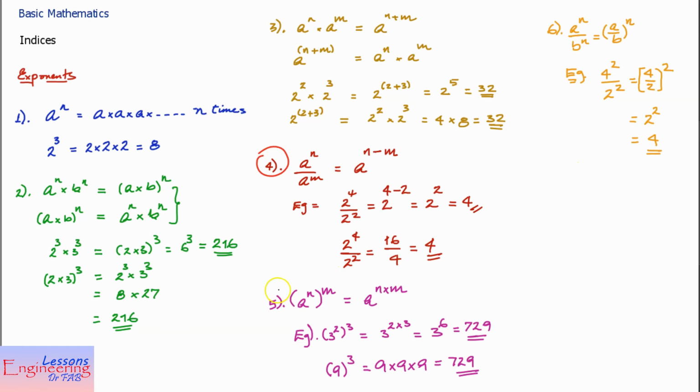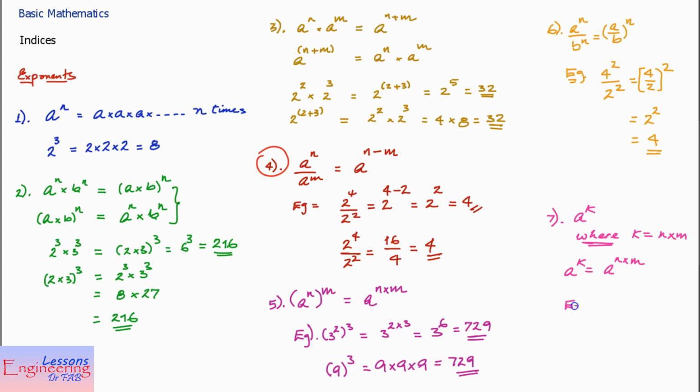Another variety to this rule: a raised to k, where k equals n times m, then a raised to k can be rewritten as a raised to n times m. So there are some important applications that you can use this property.